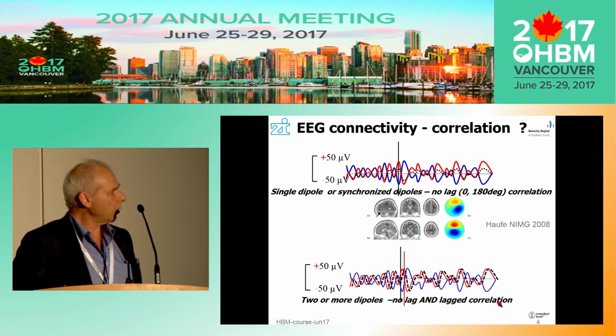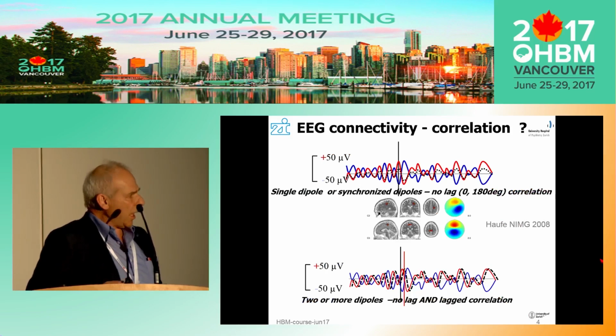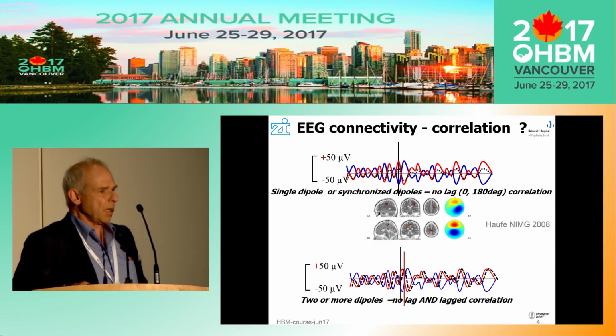In the lower graph, if you have a lagged activity pattern or oscillation, then there is a clear case. If you have distinct sources generating them, then there is propagation, or lagged connectivity.